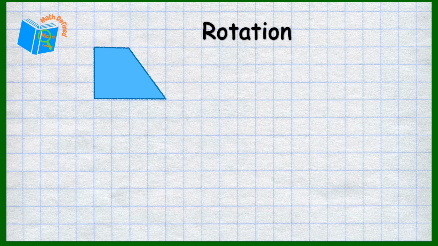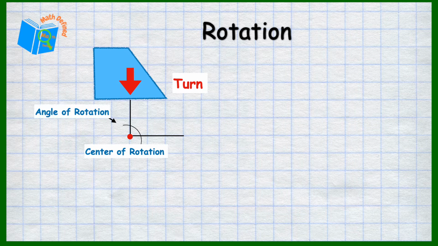Now let's look at a rotation. It is a turn of a shape around a point. It's like spinning a shape on a turntable. To rotate a shape, you need to know the center of rotation and the angle of rotation.